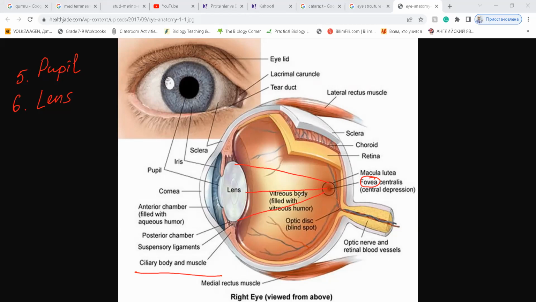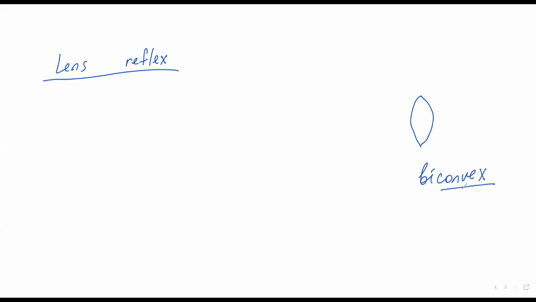Now I will give you information about the second reflex. As I said, we need to learn 2 reflexes. Another one is the lens reflex. So let's draw the lens picture. The lens, as you see, has a biconvex shape. You know, guys, convex in physics means moving out. It is biconvex, which means that both sides are convex.